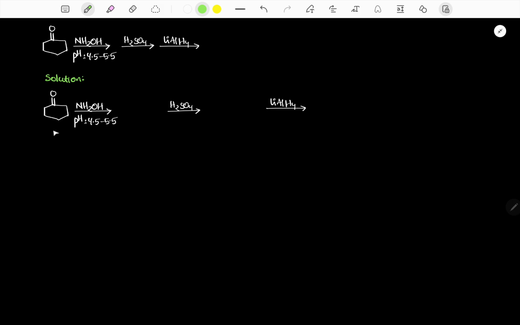The functional group in the reactant is ketone. Ketone treated with NH2OH, so it is a hydroxylamine. Hydroxylamine in the presence of slightly acidic medium, so dehydration takes place and the corresponding product will be formed. It is what we call oxime.